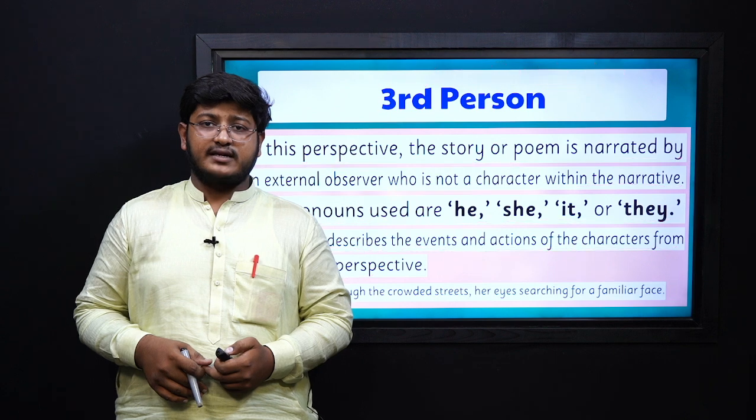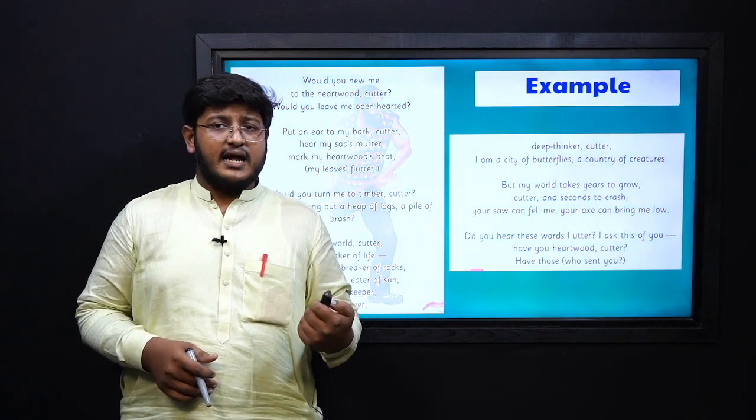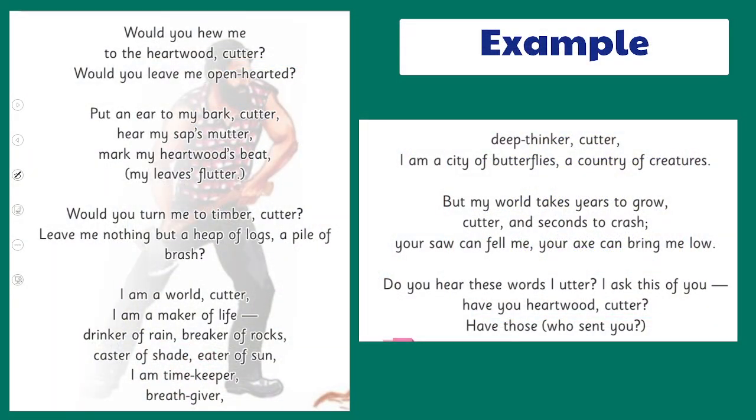So let's go further. Here we have an example of the poem Heartwood, and let's find out what the perspective of this poem is. So here we have the poem, "Would you hew me?" Firstly, we can identify the narrative perspective through the identification of the pronouns.